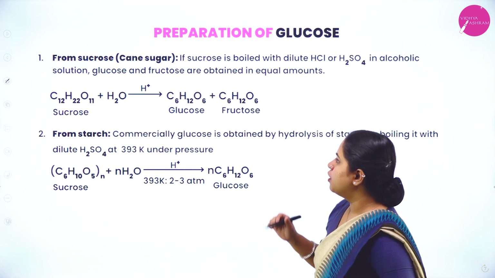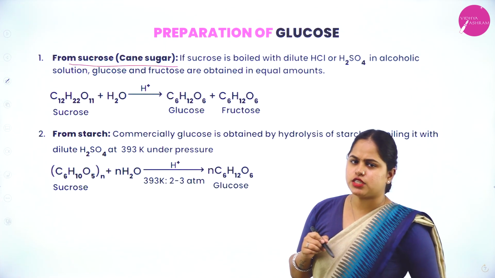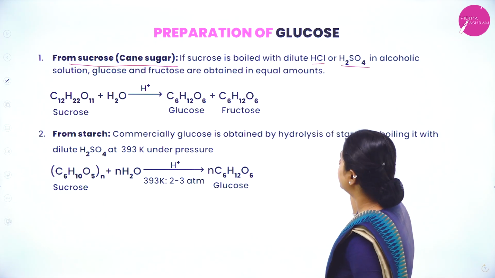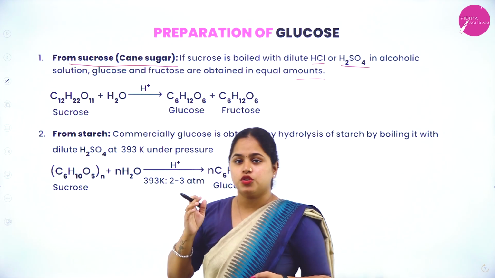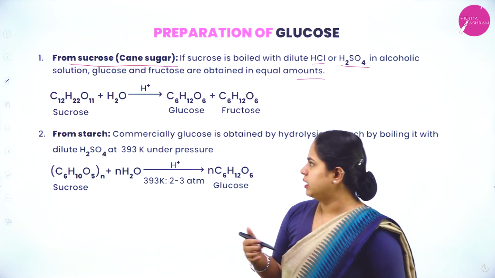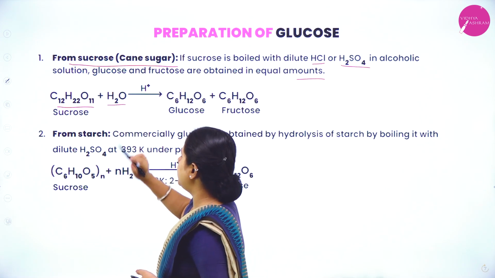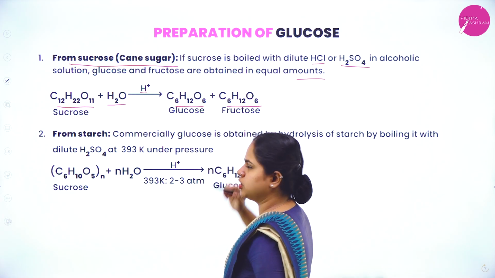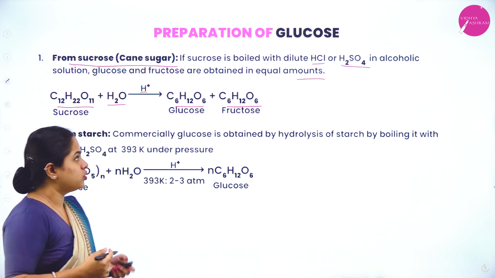Okay. So, the first one is from sucrose, or it is also called cane sugar. Right, the first method is from sucrose. If sucrose is boiled with dilute HCl or H2SO4 in alcoholic solution, glucose and fructose are obtained in equal amounts. So, glucose and fructose are obtained when sucrose is boiled in the presence of an acid. Right, so C12H22O11 is sucrose. Right, it is boiled in the presence of an acid. Okay, what are you going to get? C6H12O6 and C6H12O6. Both have the same molecular formula, that is glucose and fructose.